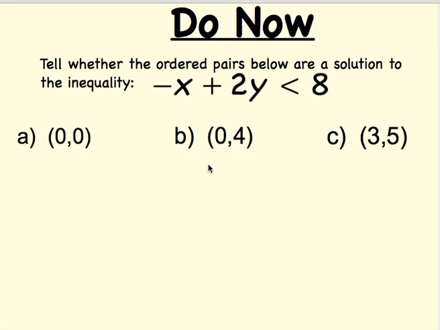Hey! And today we're talking about linear inequalities in two variables. So we're thinking about how we graphed equations in two variables, so lines. And we are now going to do linear inequalities. This first little do now says, tell whether the ordered pairs below are a solution to the inequality. So we have this little inequality here.